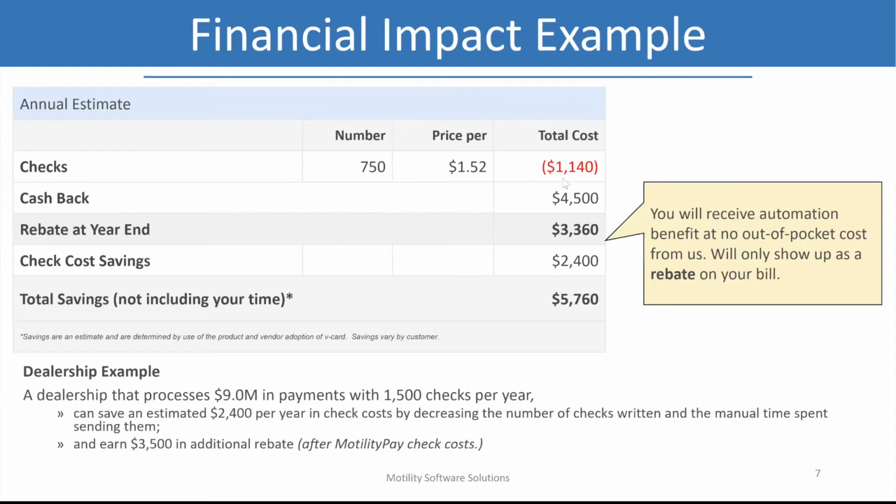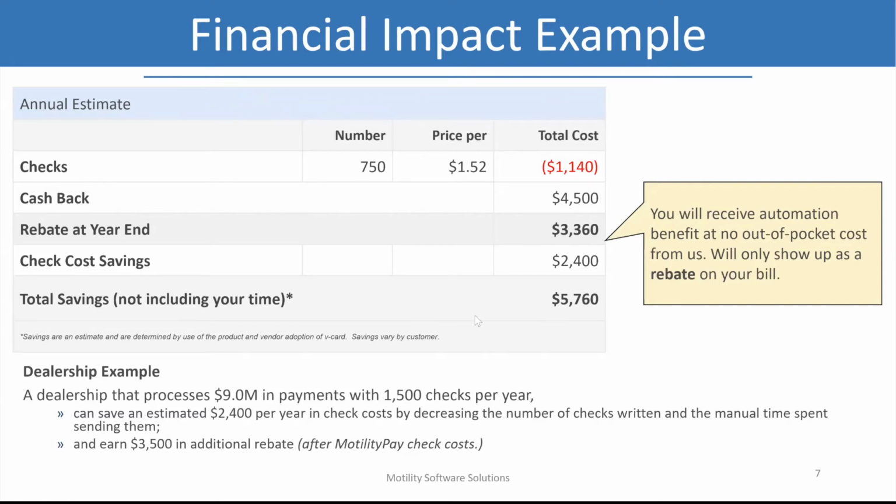So if we look at this example here, if we look at 750 checks cut in a year at $1.52 per check, the total check cost for this dealership is $1,140 for that year. However, this dealership is going to generate $4,500 simply by paying their suppliers that accept credit cards. So at the end of the year, you're going to have a net rebate of $3,360.